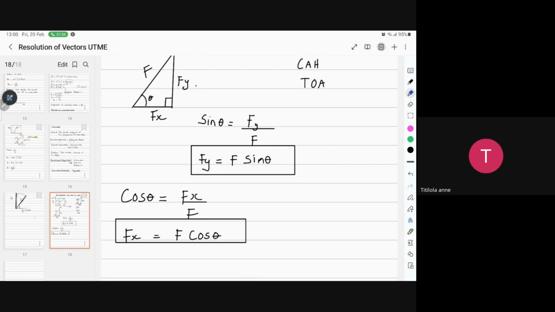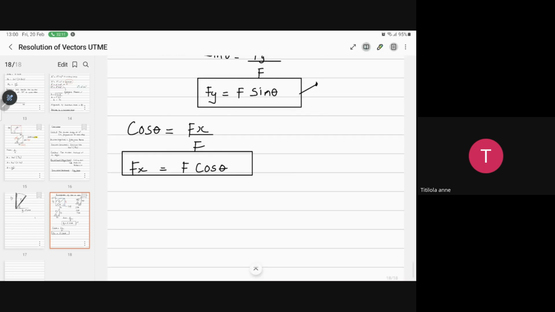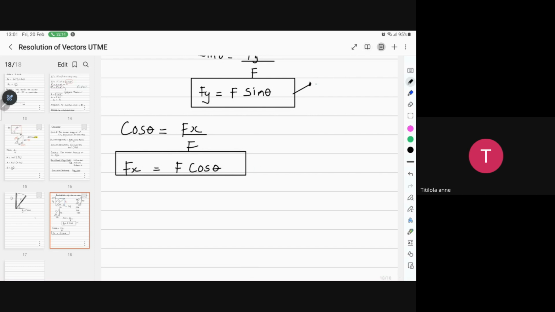Does it make sense? So remember that this is the horizontal component. These are horizontal components. The other one is a vertical component. So we have our horizontal, and this is the vertical component, and this is the horizontal component.